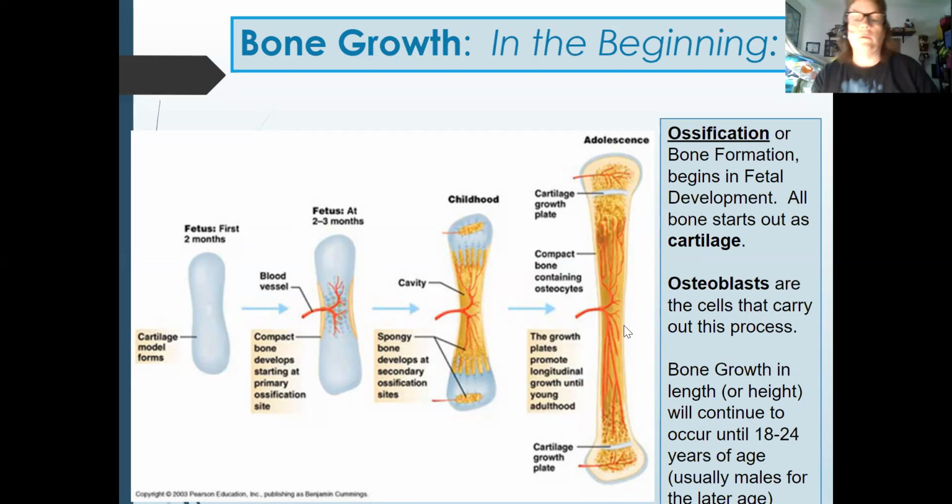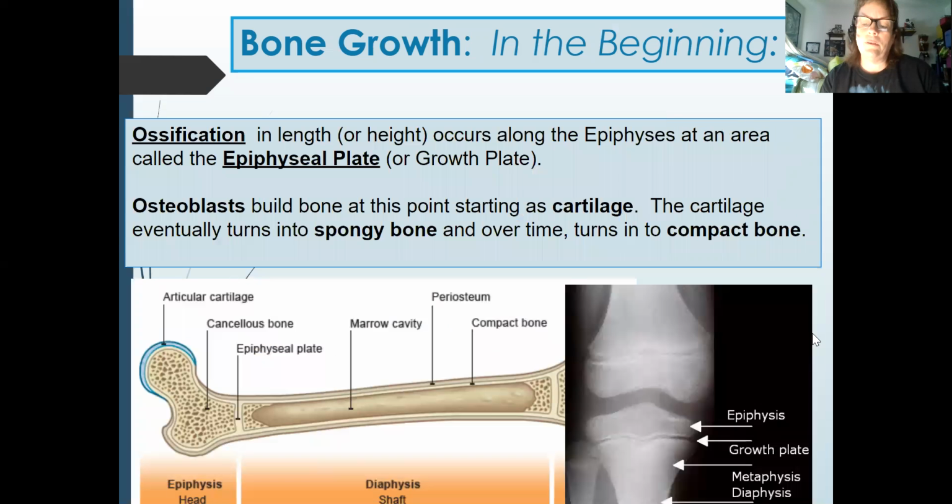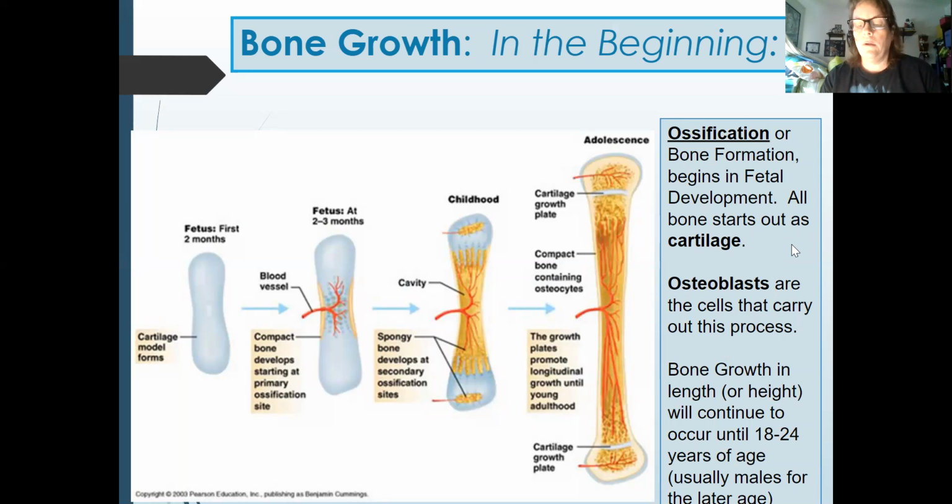Okay, so ossification is just a fancy term for bone formation. And again, all bone starts as cartilage, and the osteoblasts are the cells that carry out the process of bone formation. Bone growth in length or height will continue to occur until about 18 to 24 years of age. And when you get into those higher years, generally it's the male that will continue to grow. Females don't generally grow that late. Girls tend to stop growing about the time that they hit puberty, and girls' puberty is marked by getting their first period.